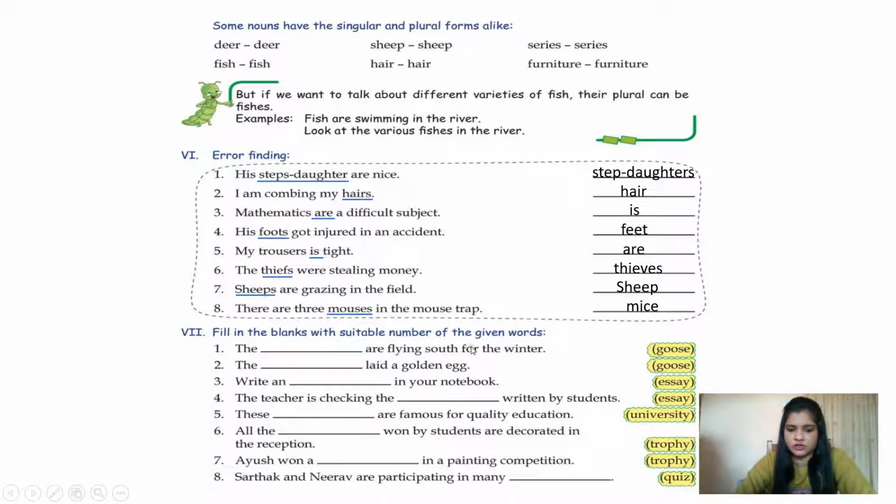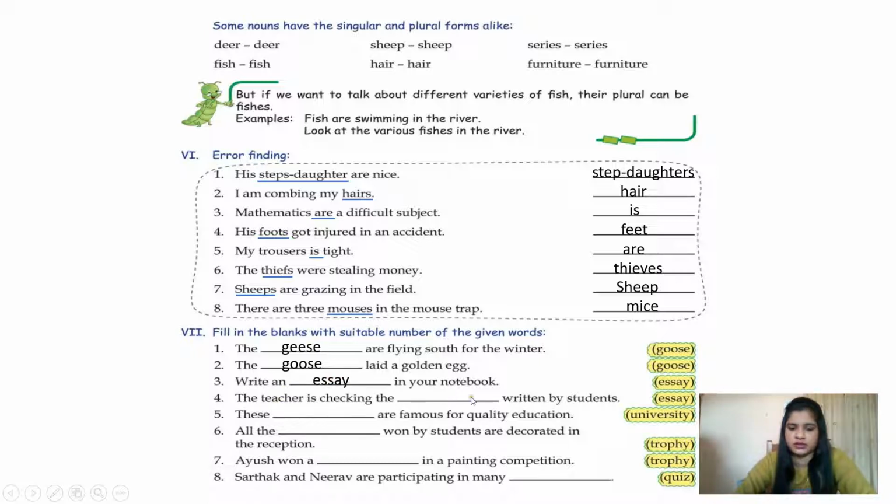Now come to Roman number 7. Fill in the blanks with suitable number of the given words. The dash are flying south for the winter. It is written are. So what is the plural of goose? Geese. The dash laid a golden egg. We are talking about one goose, so only goose will be there. Write an. Again it is showing that we have to write something which will be a singular noun. So write an essay in your notebook.